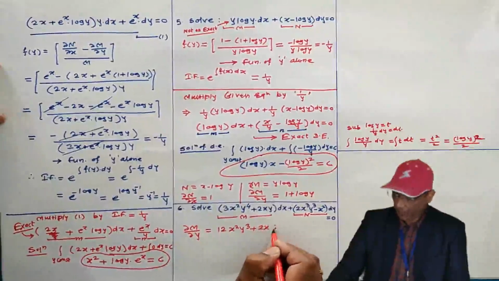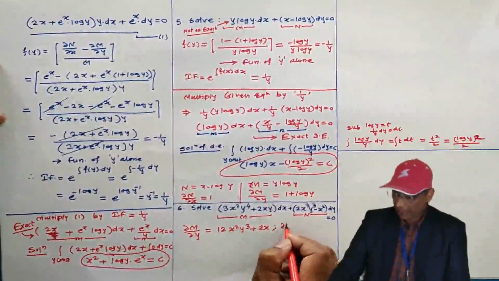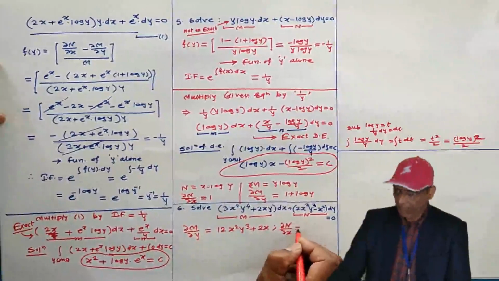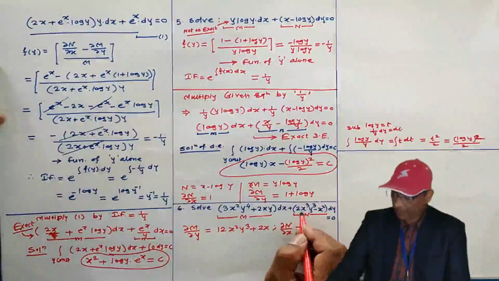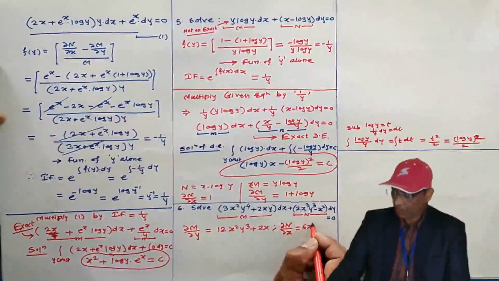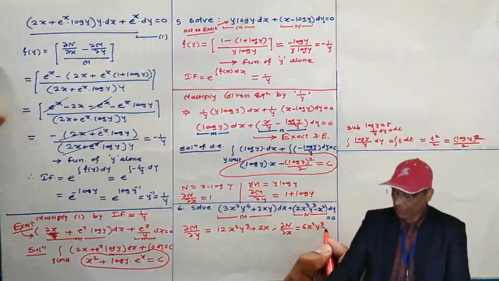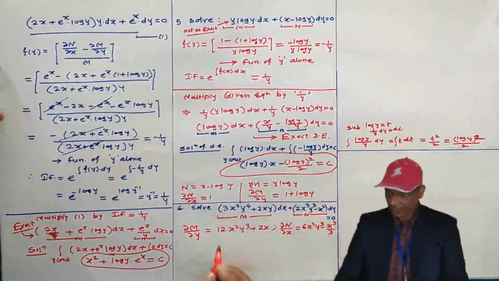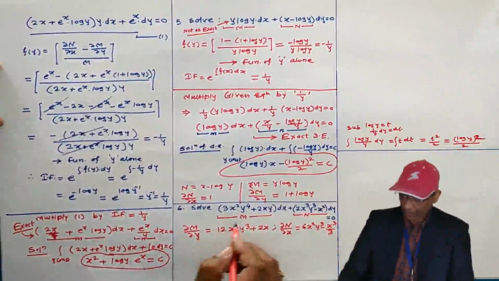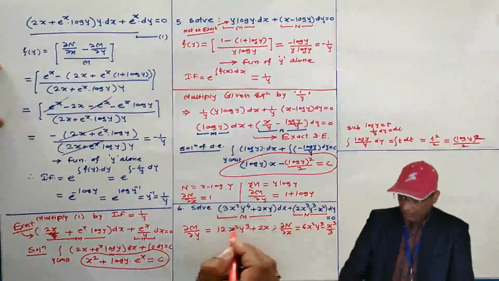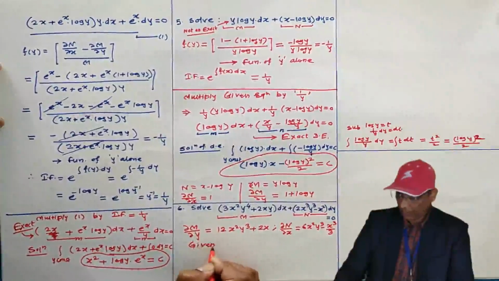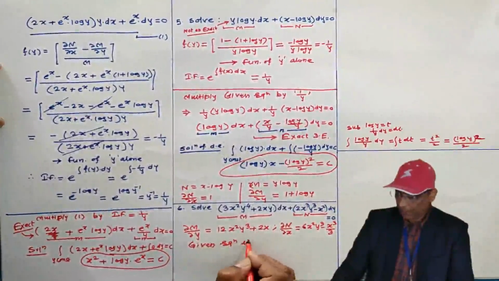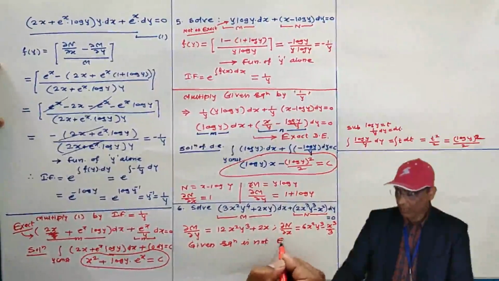I am writing directly. Del N by del x, the derivative with respect to x, keeping y constant. The derivative of x cube is 3x square, and 3 into 2 is 6. Y is a multiplicative constant. The derivative of x square is x cube by 3 with respect to x. So these two are not the same, therefore it is not an exact equation. Del M by del y is not equal to del N by del x, so the given equation is not exact.